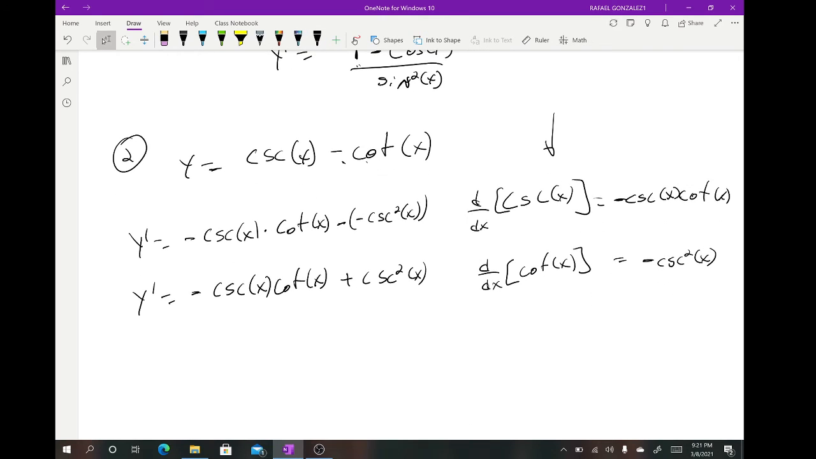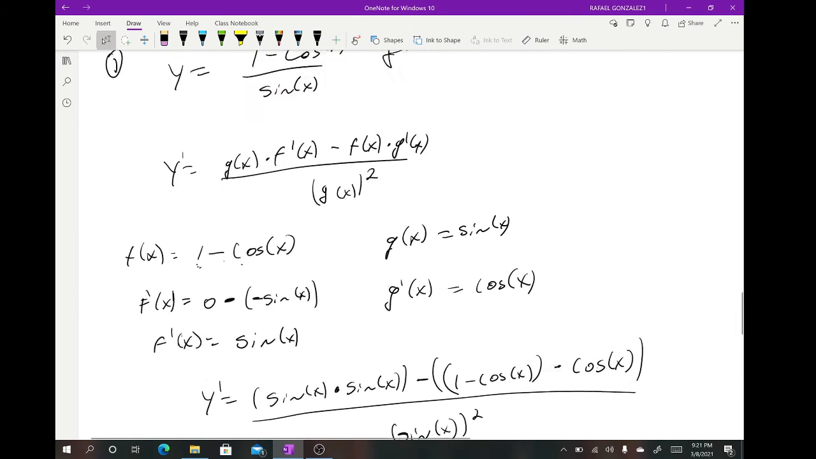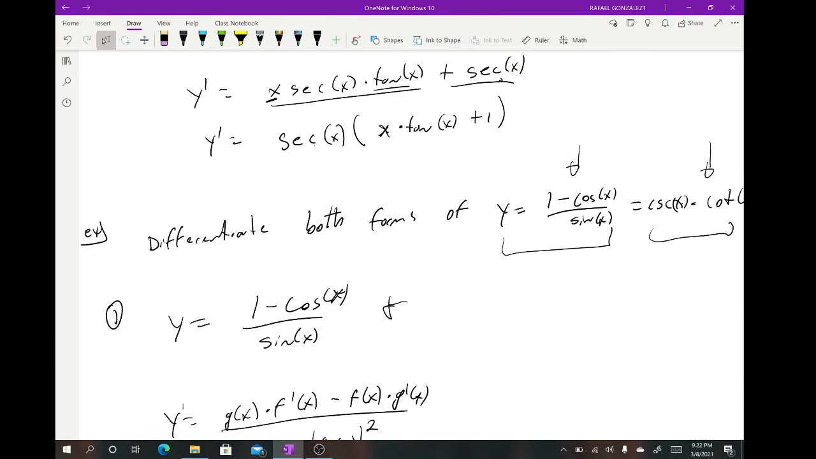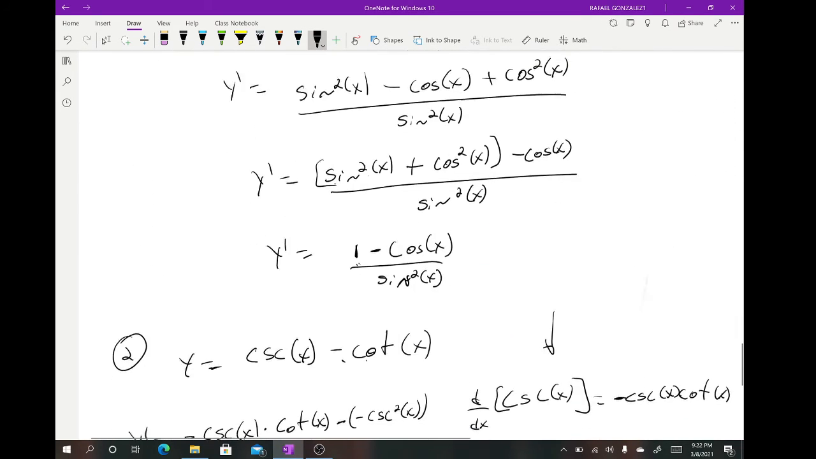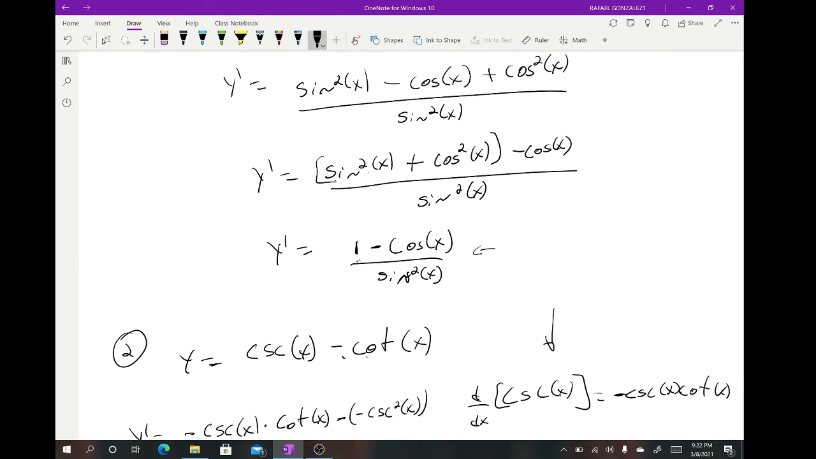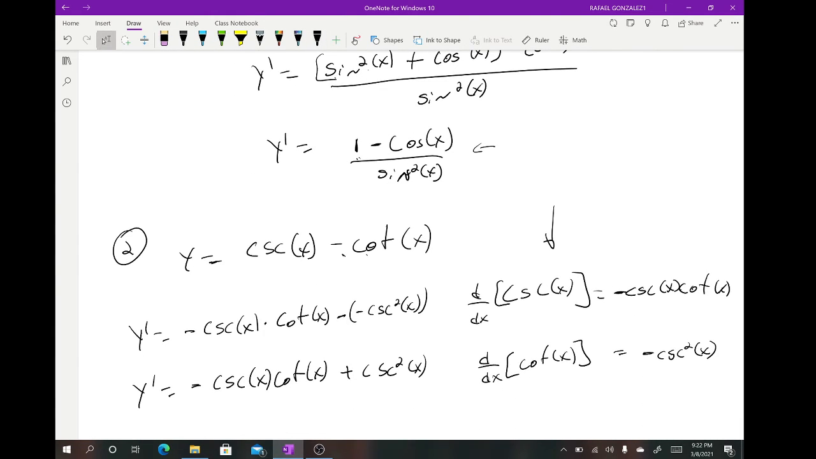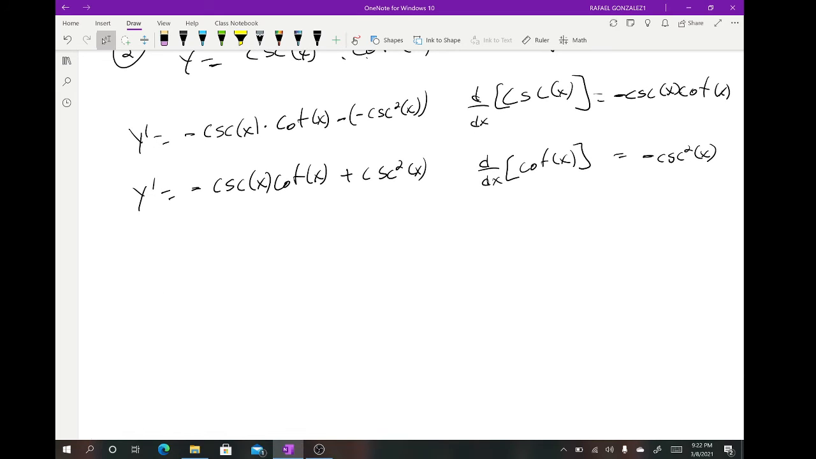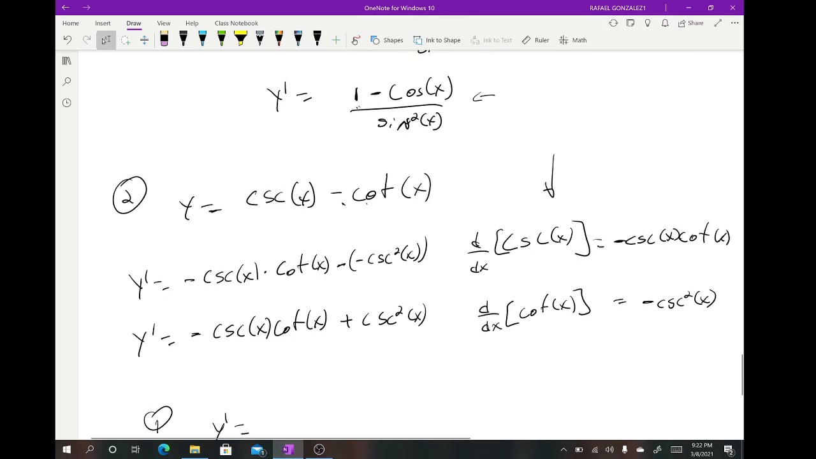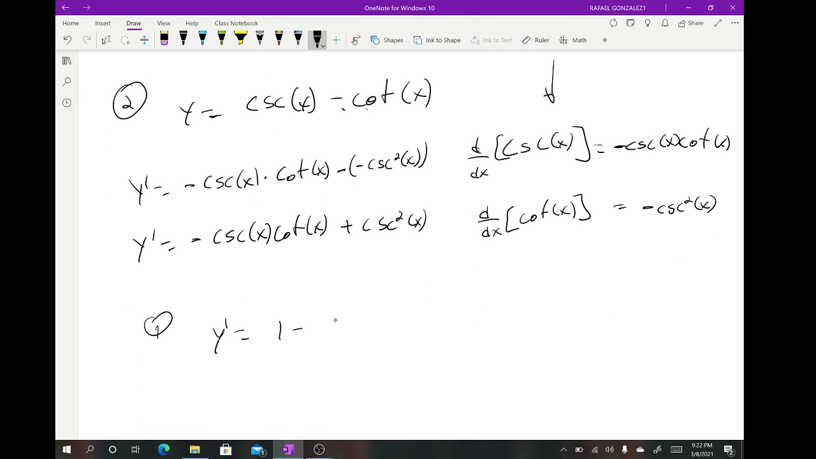Now, how do we actually verify that these two derivatives are equal? Because I said that they were going to be equal up here. I said that these two forms are going to give us the same derivative, and they should, because these two things are equal to one another. We have two equalities here. And so far it doesn't look like they are, because here I have 1 minus cosine of x over sine square x. So from the first one, we have that y prime is equal to 1 minus cosine of x divided by sine square x.